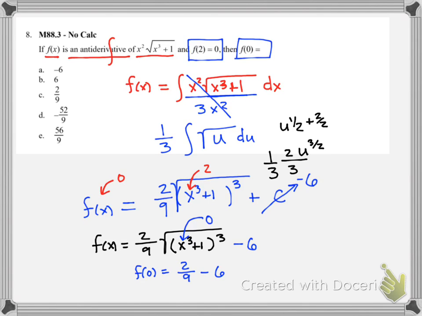Now we do some fraction work. I need a common denominator of 9. So this gets 9 over 9 multiplied by 6. 2 minus 54 all over 9 is equal to negative 52 over 9. Correct answer is D.